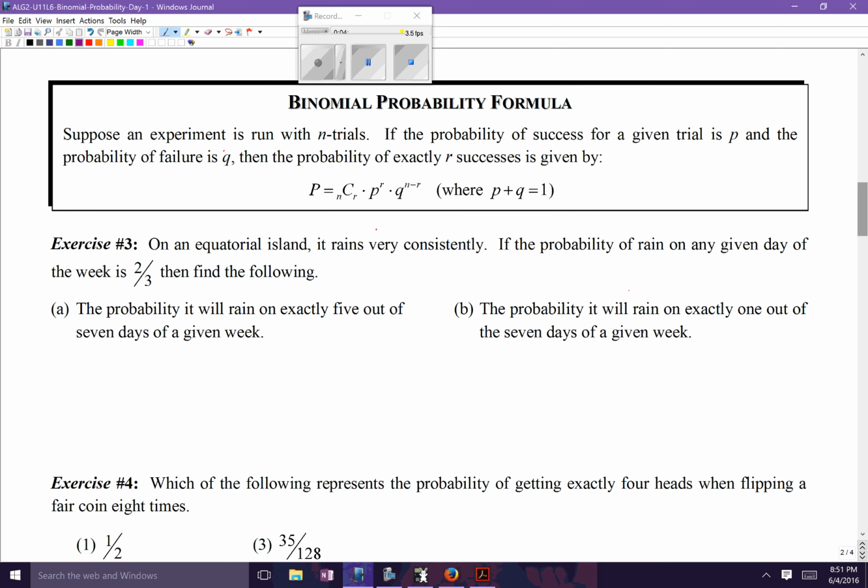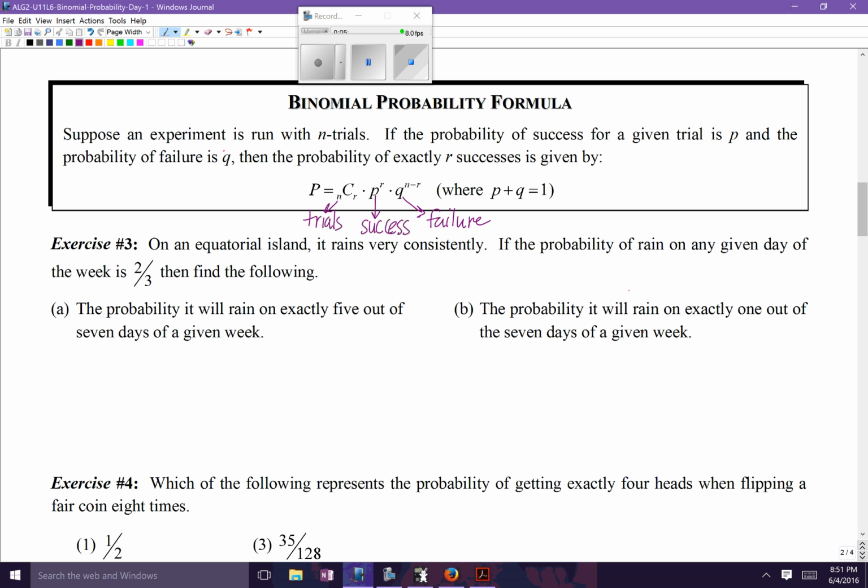The binomial probability formula looks kind of crazy, but it's not too bad. All the variables in it have meaning. So let's see. Suppose an experiment is run with n trials. So this value right here stands for my trials. If the probability of success for a trial is given by P, so this value of P is my success. Q is failure. And then the probability of exactly r successes is given by this.